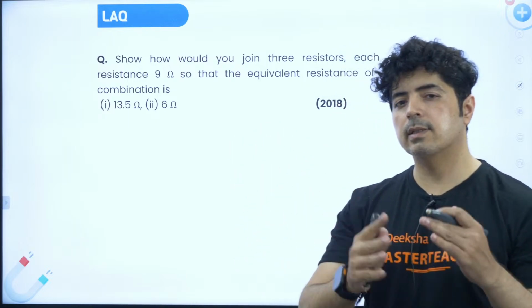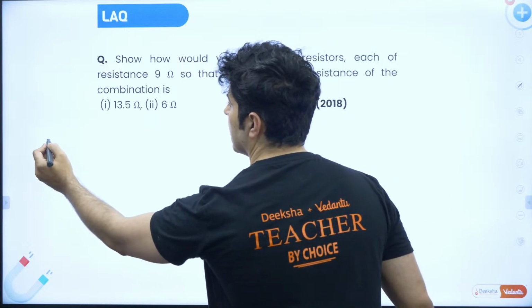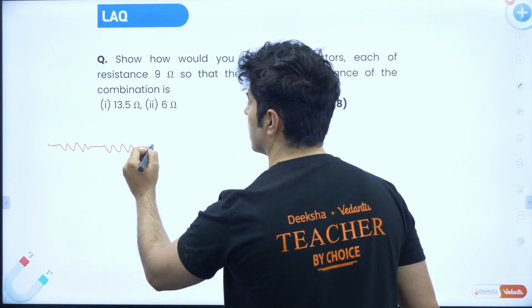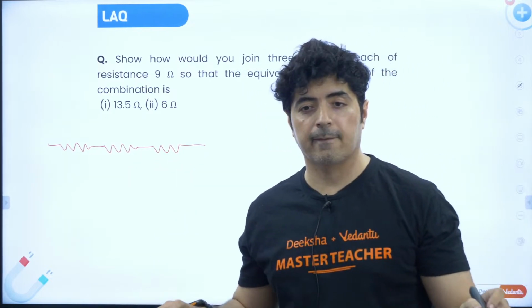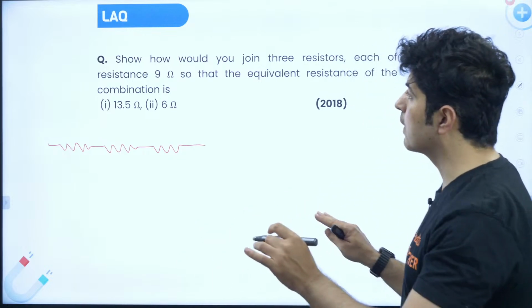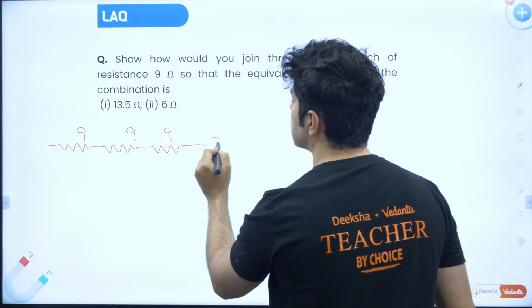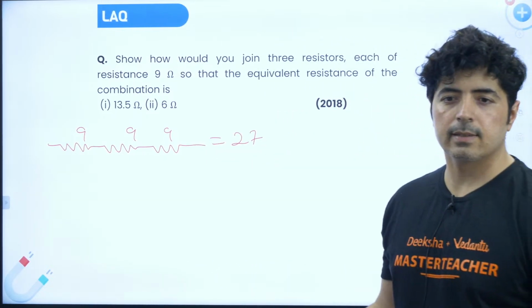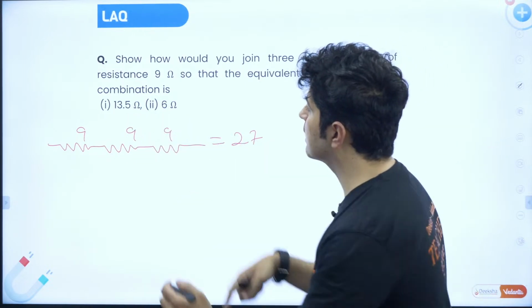Just think about it. I'm just giving you a feel of the problem. Let's keep all 3 resistances in series. Case number 1. I'm just trying to explain how to do the problem, how to think. Let's keep all of them in series. So the answer is 27 ohm, which can't be an answer, right? So all of them cannot be in series because we want 13.5.